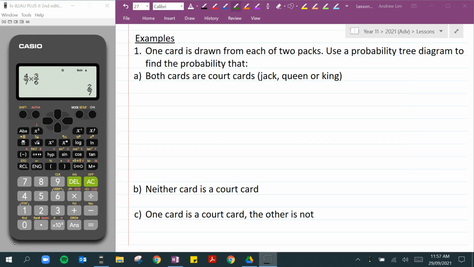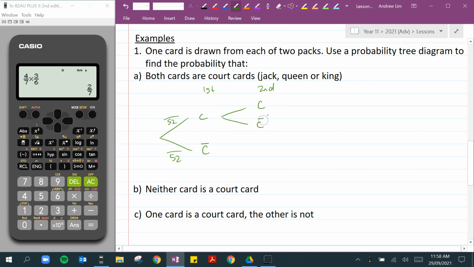Okay. So because there are 2 packs that we are drawing from, it's not from one pack. From the first pack, there's going to be 52 cards to pick from. And it's either going to be a court card or not a court card. From the second pack, we're either going to get a court card or not a court card. And they are also going to be out of 52 because it's a different pack that we are choosing from.